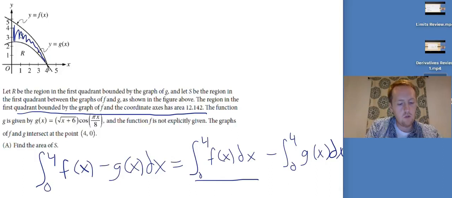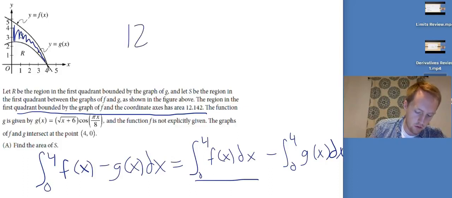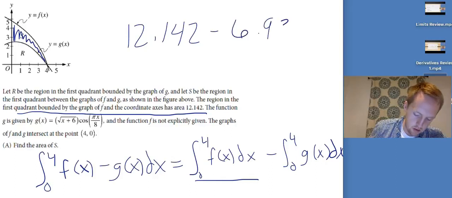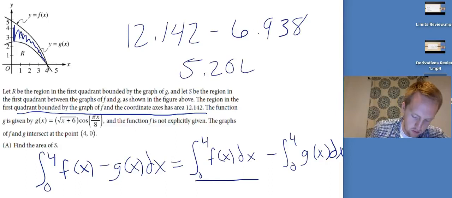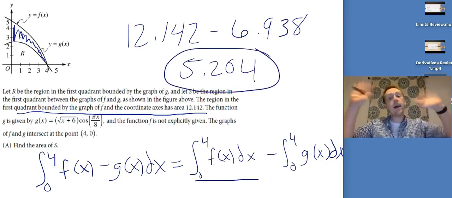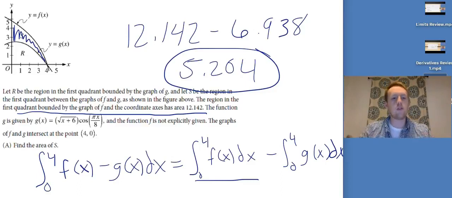Integral from 0 to 4 of square root x plus 6 cosine of pi x divided by 8. So that becomes 12.142 minus 6.938. And that's 5.204. Hooray! So this is on the calculator section.